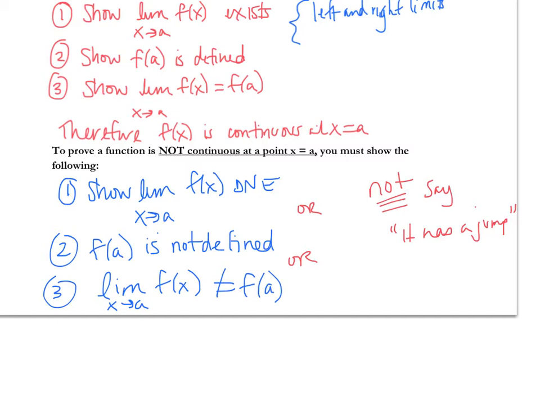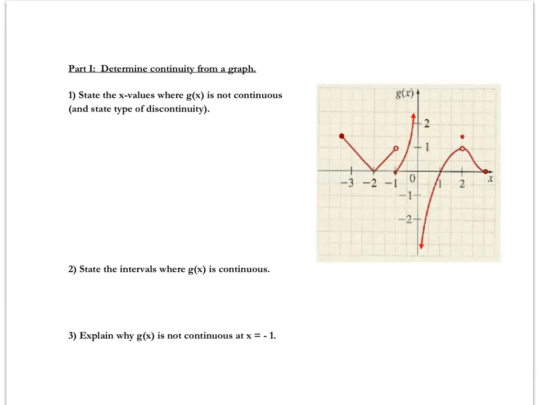Okay, for part 1, example 1, I want you to look at the graph and determine where the function g of x is not continuous and state what type of discontinuity it is. Here, when I ask you to give a type of discontinuity, I'm looking for words like jump, point, or infinite. Alright, pause the video and answer these questions.